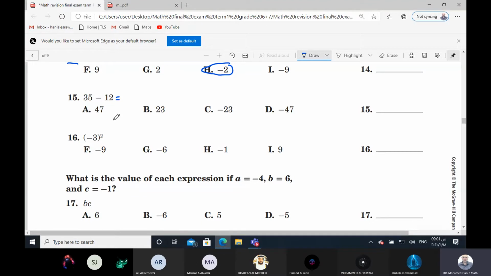Okay, 35 minus 12 will be 23. Next, minus 3 squared means minus 3 times minus 3. Minus times minus is positive, and 3 times 3 will be 9. So the answer will be 9.